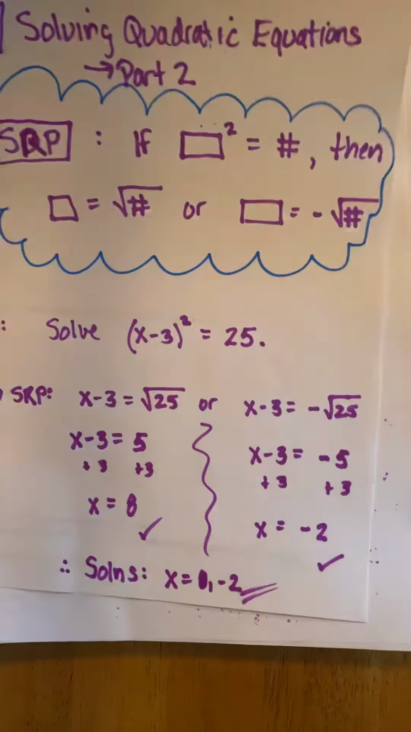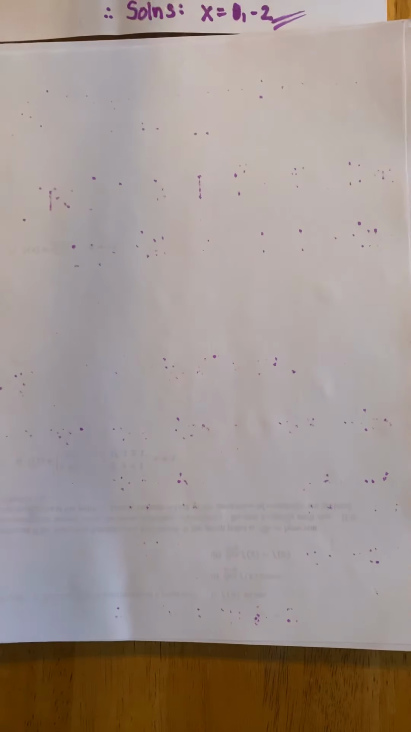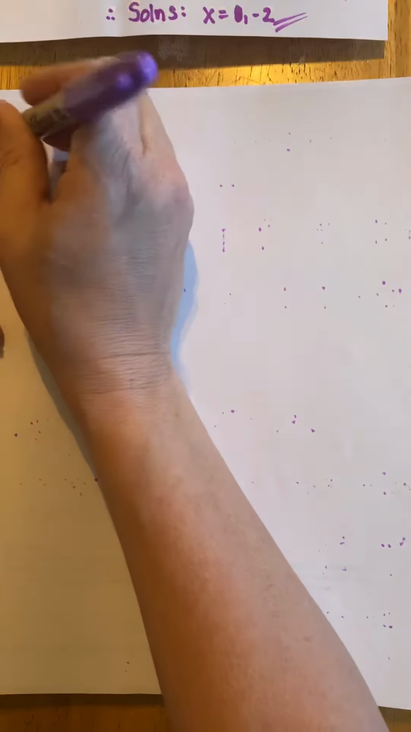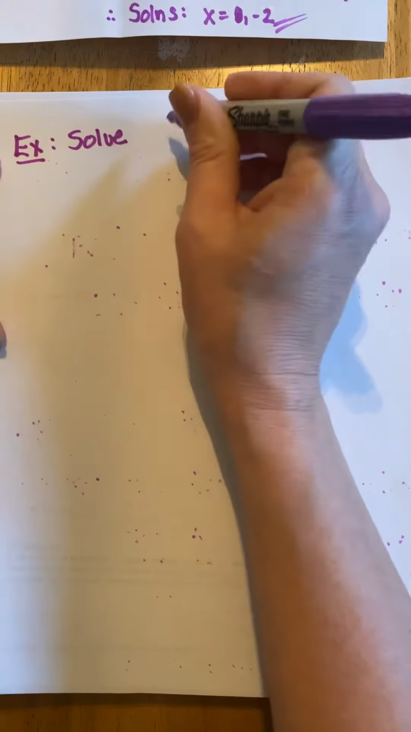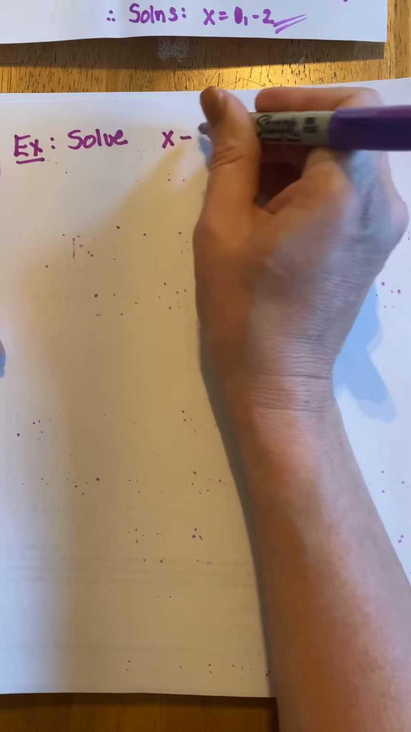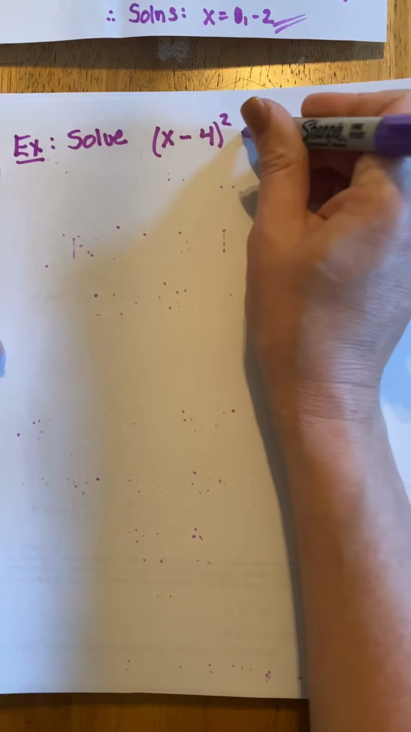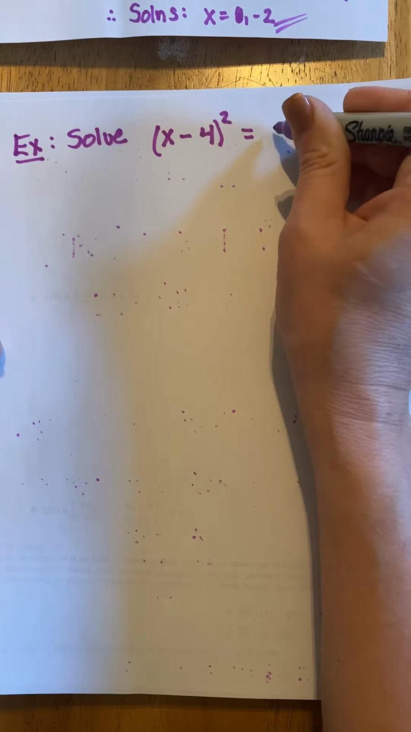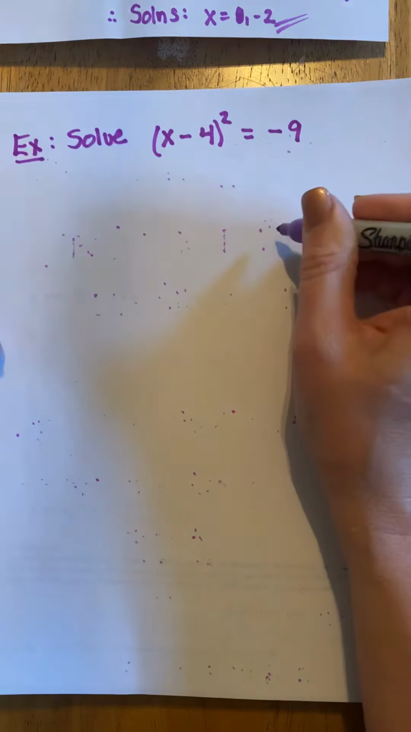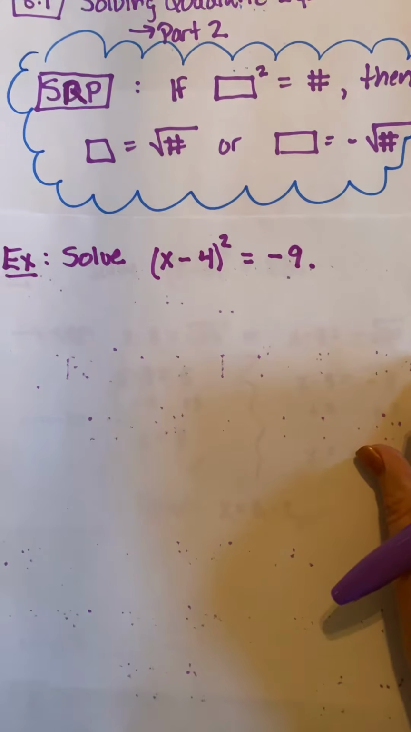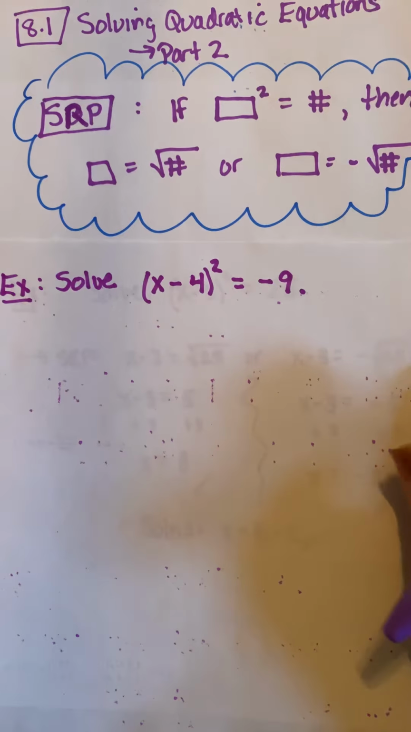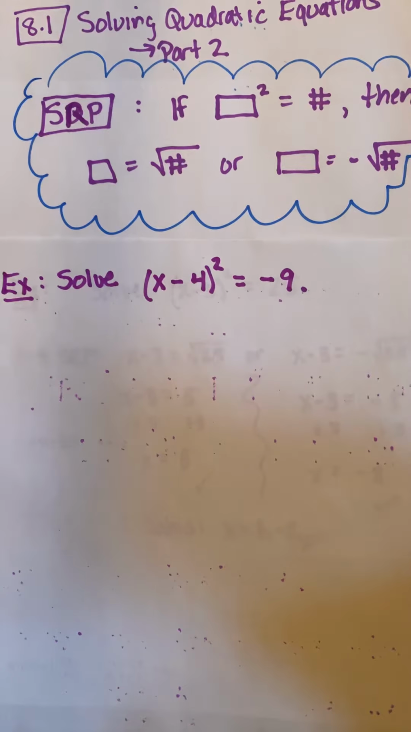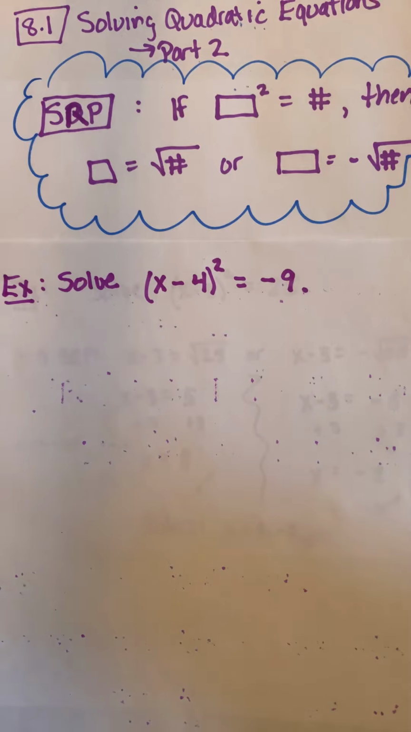So let's try another example. Let's solve x minus 4 squared equals negative 9. If you notice, this is of the form something squared equals a number. So you could take that chance, distribute, add 9 to both sides, and try factoring, but I'm going to save you the work and tell you right now this is going to create a quadratic equation that is not factorable, so you would have wasted your time.